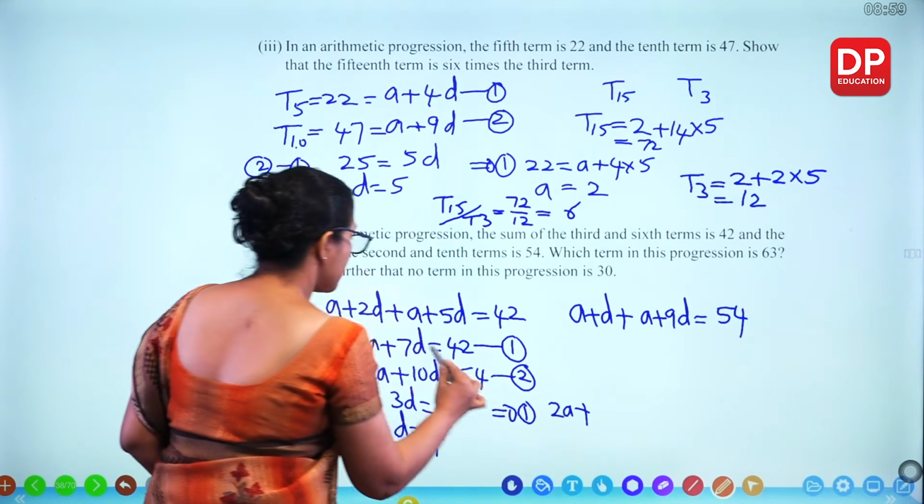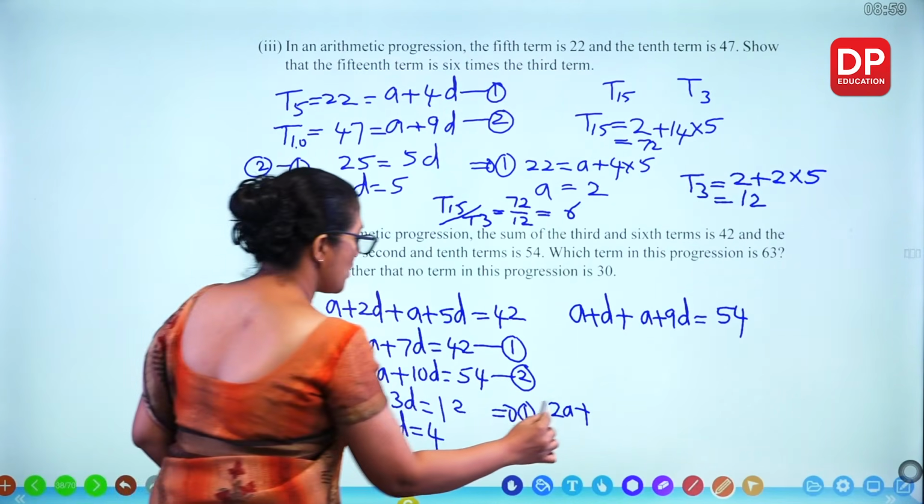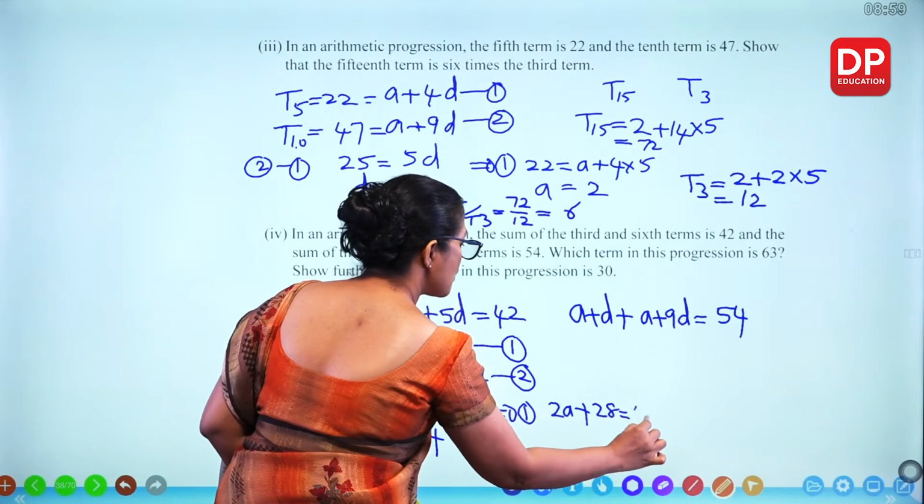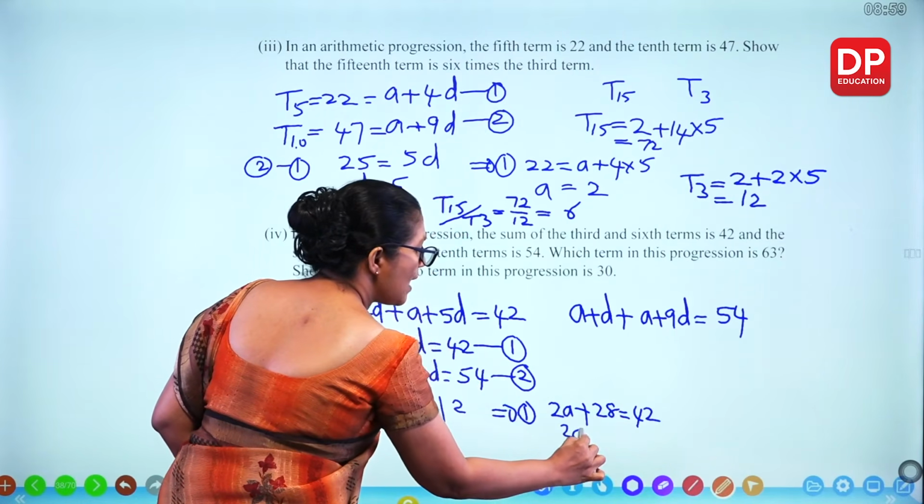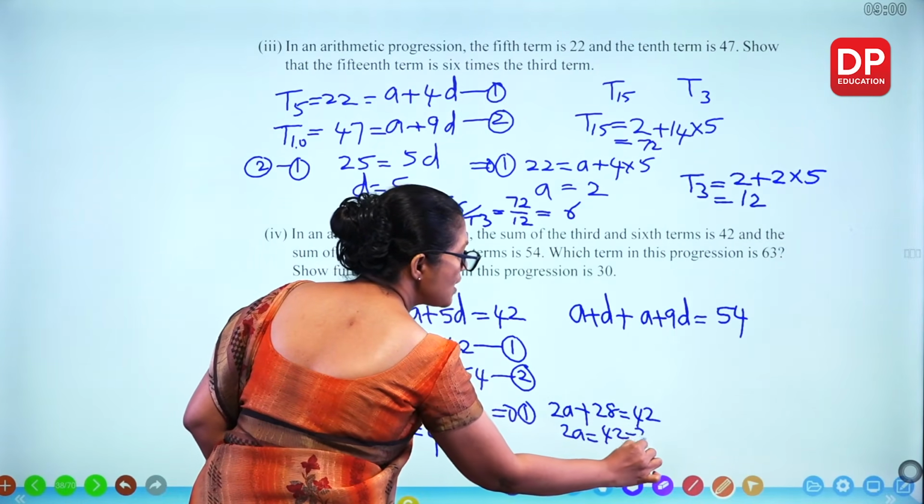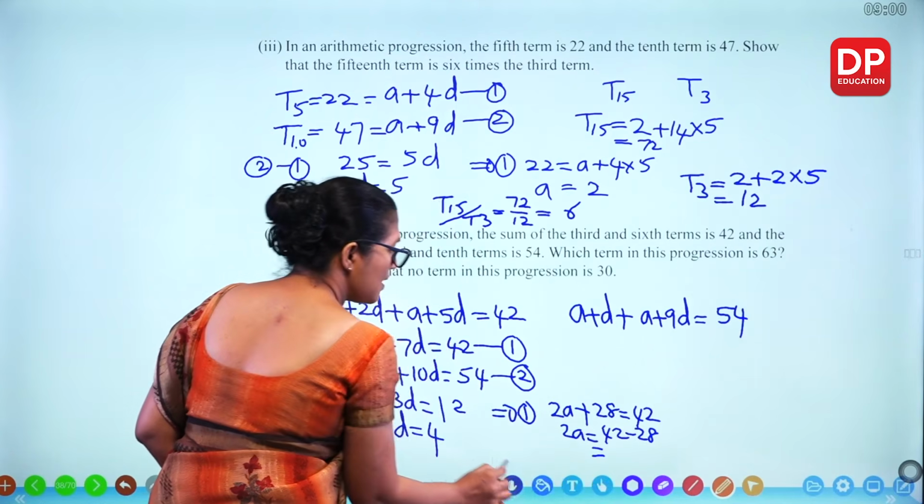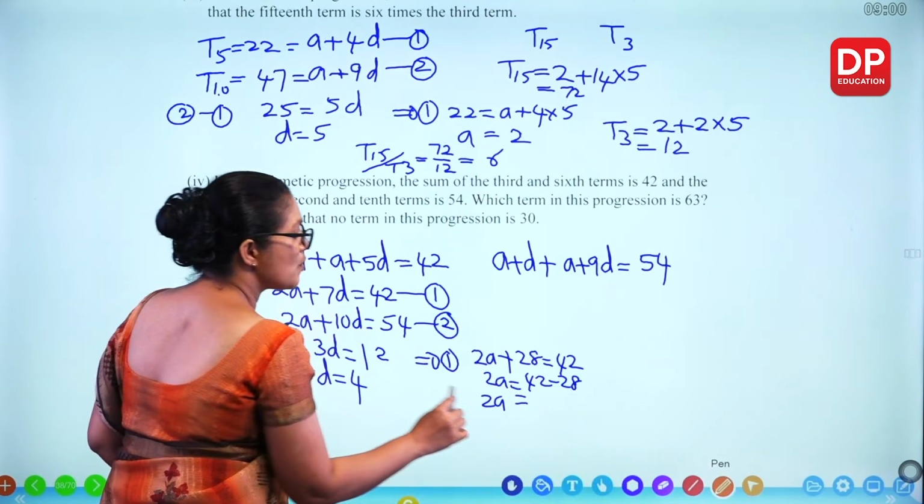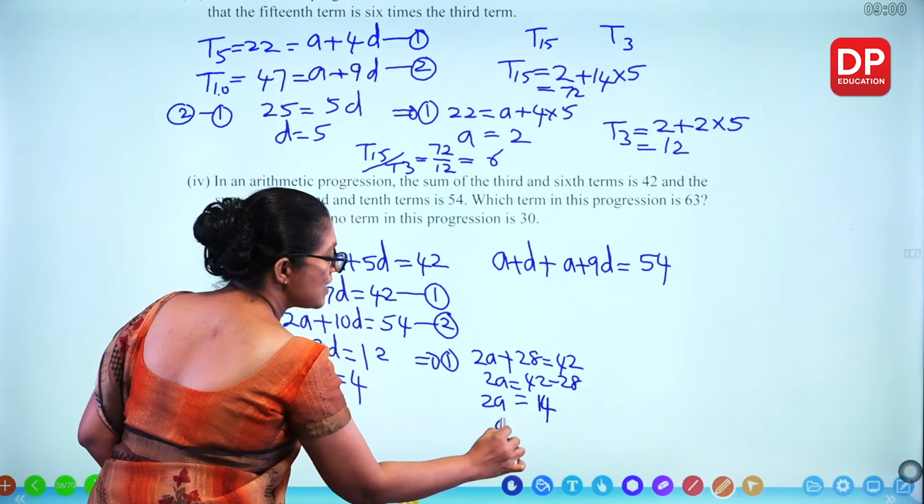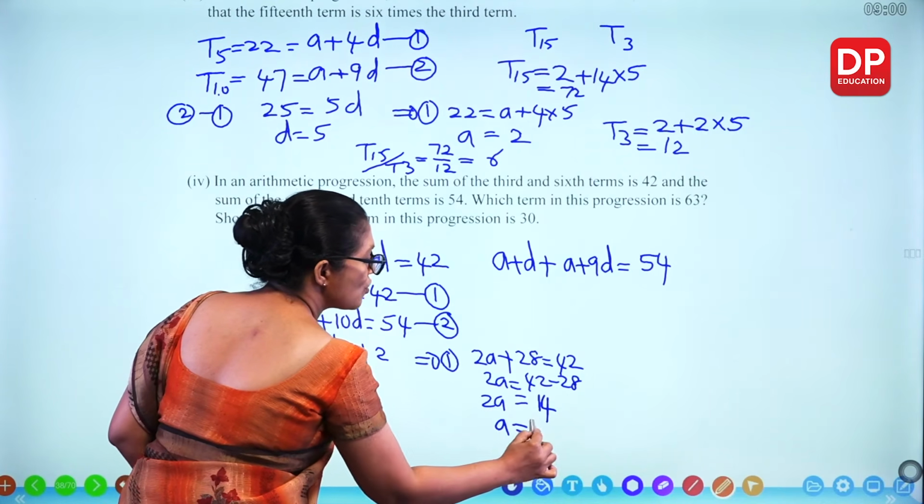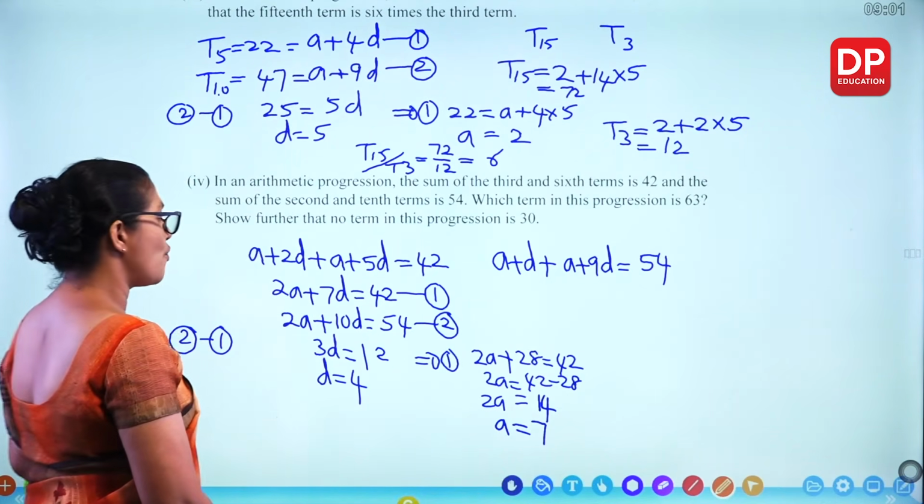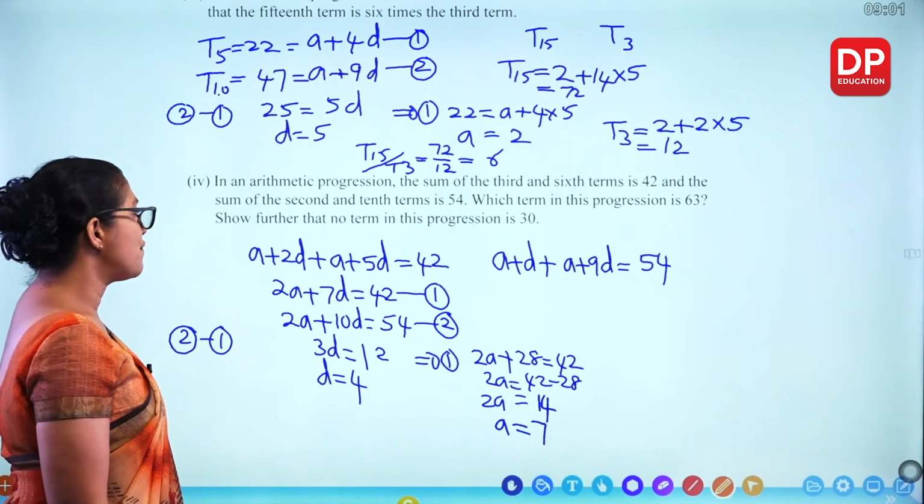2a plus 7 times 4, 28, equals 42. 2a becomes 42 minus 28. What's the answer? 42 minus 28 is 14. So what is a? 14 divided by 2 is 7. Now you know the first term and the difference.